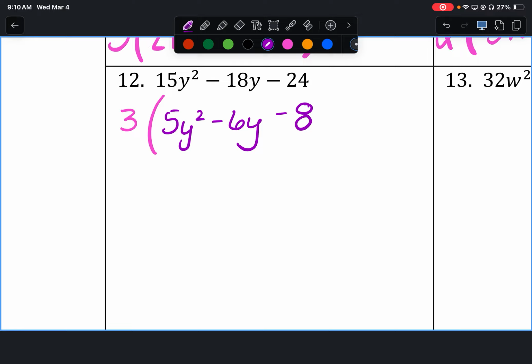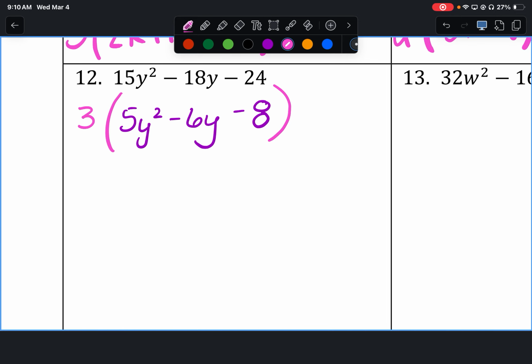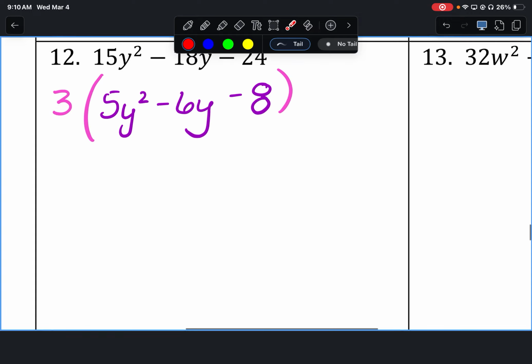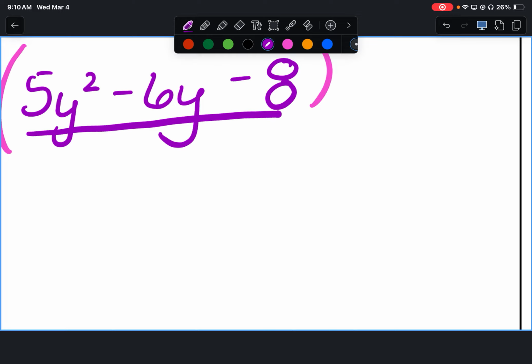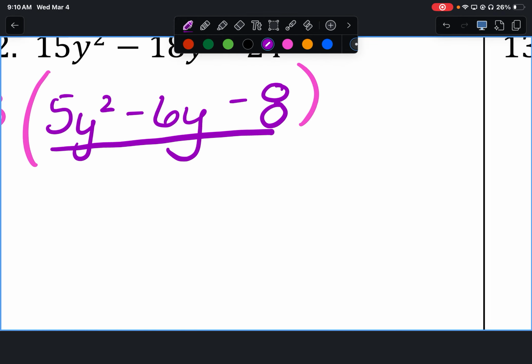Negative 8. Okay. So whenever we take out a GCF of a trinomial, am I going to touch that GCF again until I write the final answer? No. Okay. So we're going to look at what is inside right there, and we're going to factor that trinomial. What is our A term inside there? 5. What is our B term? Not just 6, but negative 6. Okay. What is our C term?